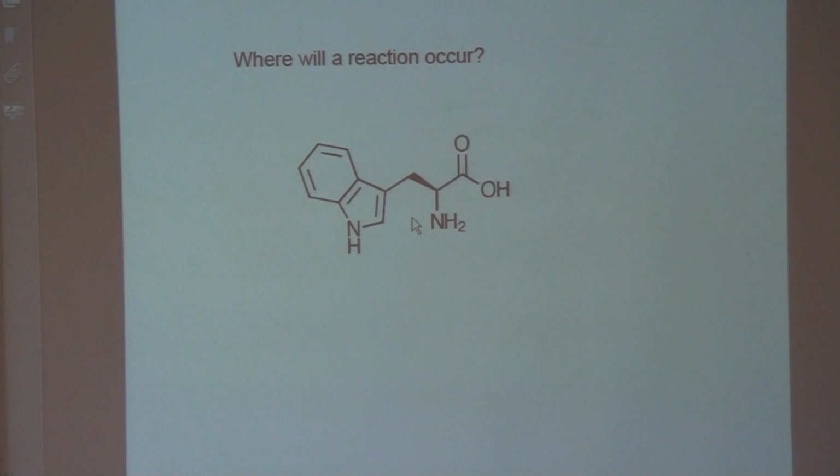Here's another amino acid. So where will the reaction occur with this one? Yep, at the acid. Yeah, so you know it's going to occur at the acid, or at the carbonyl carbon. How would it occur at the nitrogen? Here's the alpha carbon. Can something happen there?